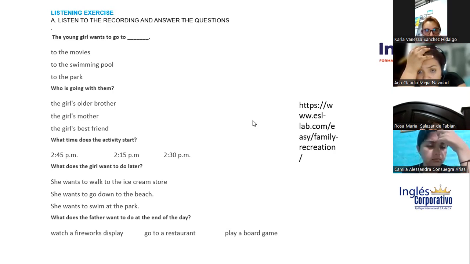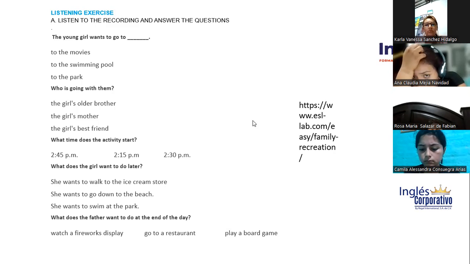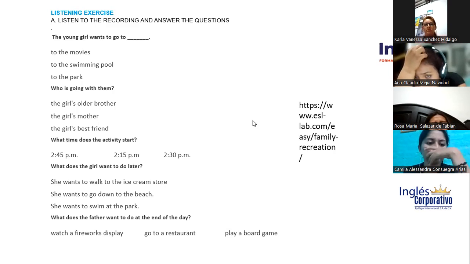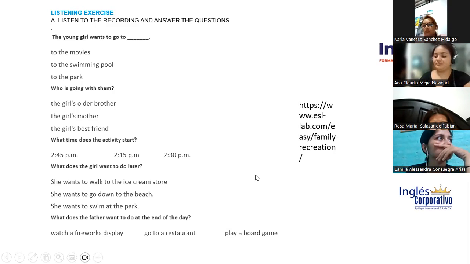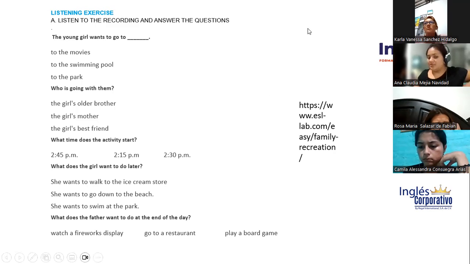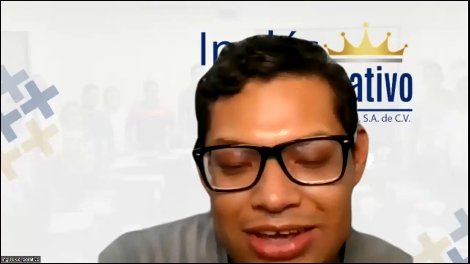La siguiente. What does the girl want to do later? ¿Qué quiere la mujer o la chica hacer más tarde? Entonces ahí vemos las opciones like that we can see here. Tres opciones. Tiene que elegir la mejor. What does the father want to do at the end of the date? Entonces, ¿qué es lo que quiere hacer el papá al final del día? Ese es como la instructions. Esto es lo que ustedes me ayudarán a contestar.